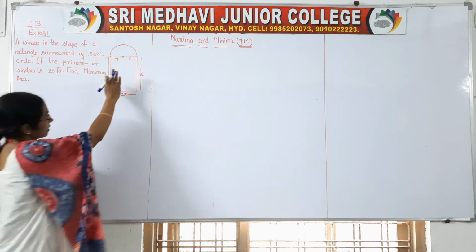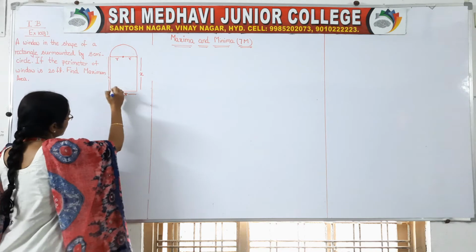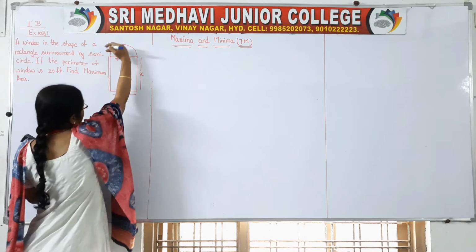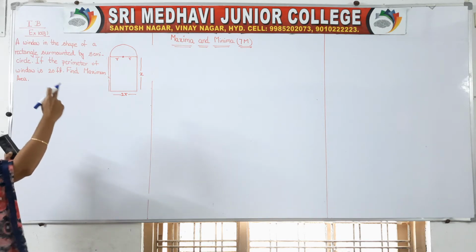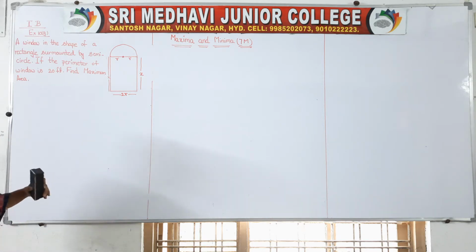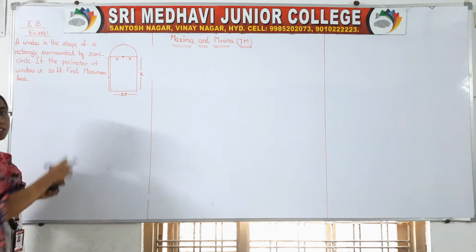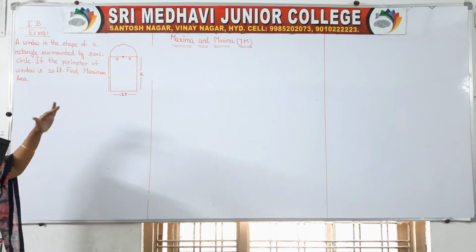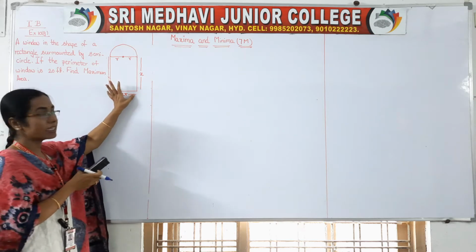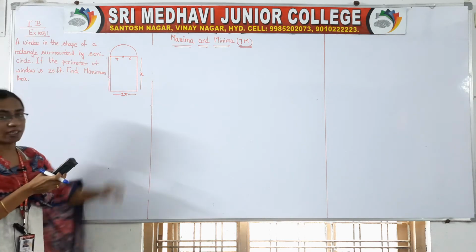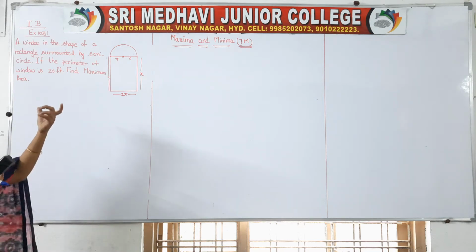So see, this is the shape of the window. Here if you observe, this is a rectangle. Surmounted on its head, one frame is there, a semicircle, a half circle. If you complete it, it becomes a full circle. So the window is in the shape of a rectangle box surmounted by a semicircle. The semicircle is on its head, that is the window shape.